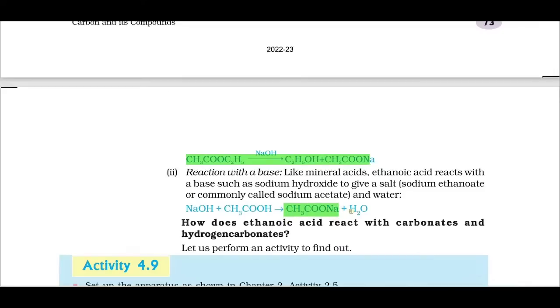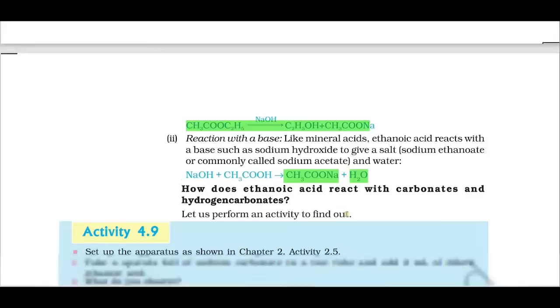Sodium ethanoate or sodium acetate. How is sodium acetate formed? Sodium acetate is formed by the reaction of the carboxylic acid, that is ethanoic acid, with what? Sodium hydroxide. Yes or no? Yes, sir.